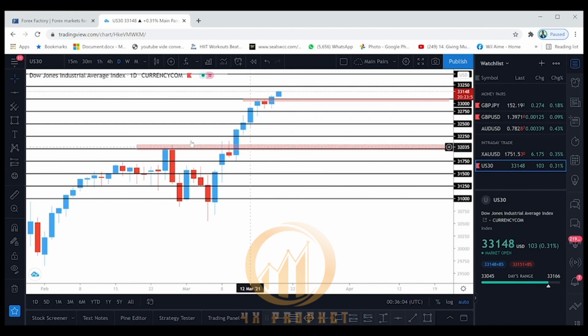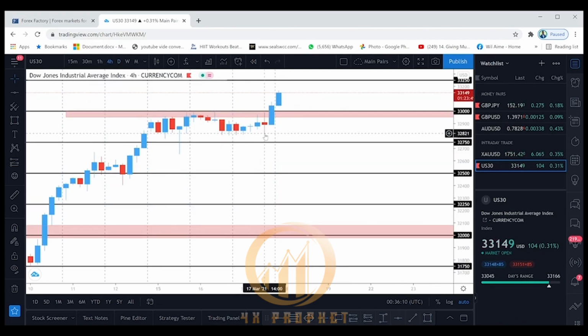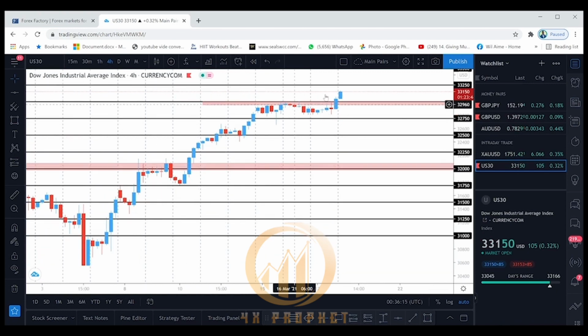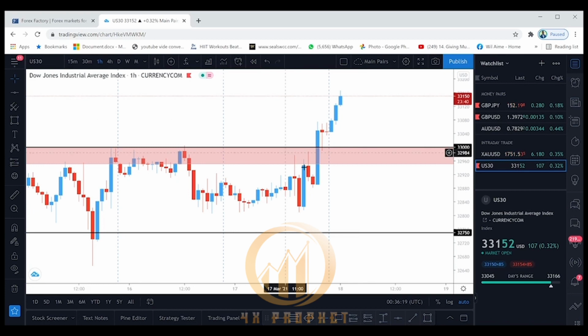So resistance becomes support when price breaks through it. Always remember that. Go to my 4 hour. I'm going to look still to see what direction it's in. All right, awesome. It's obeying the quarter points. It broke through the resistance. Wow. So I'm going to go down to my 1 hour now. See what's going on here.